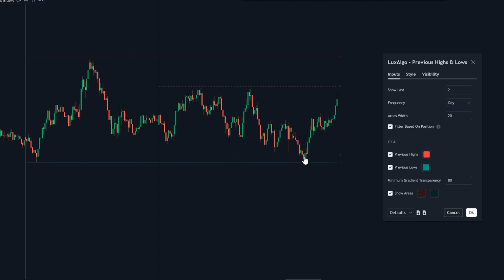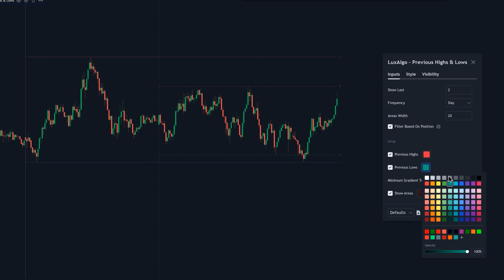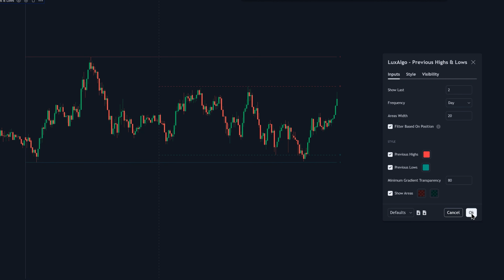So instead of having both the previous highs and lows above the current price, you're only going to get the previous highs. Same thing down here. Instead of having both the previous lows and previous highs under the price, it's only going to display the previous lows under the price. And then here, we can change the colors of the previous highs as well as the previous lows. After you've made your changes, click OK.